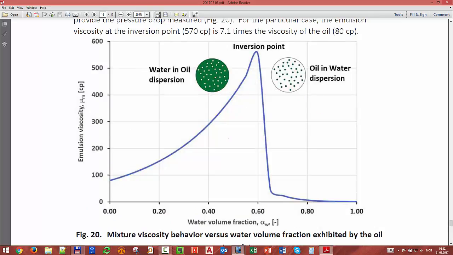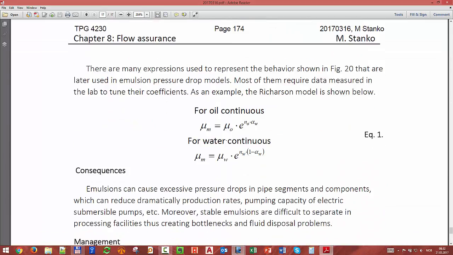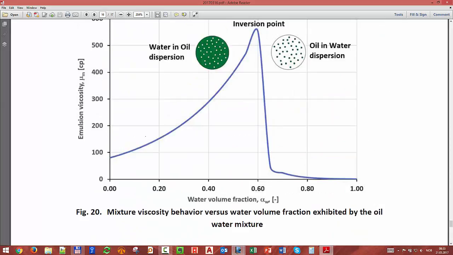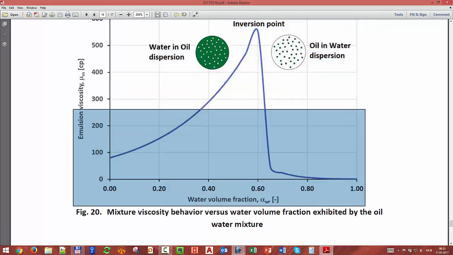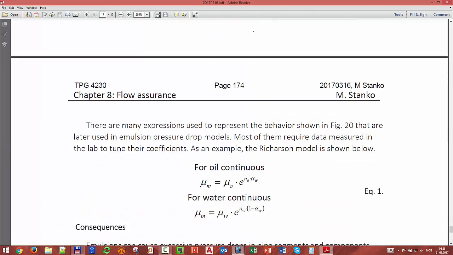And you get a chart similar to that one. Then you can define an expression for the viscosity of the mixture versus the water fraction. In this case, that's a guide. There are many expressions, and there are many others that are very famous, but here I'm tuning it to an exponential. I have a base value, and a coefficient that multiplies the exponent. If I have some measurements done in the lab, I can exactly match my behavior. And that's what I use when I want to calculate pressure drop in a pipe.